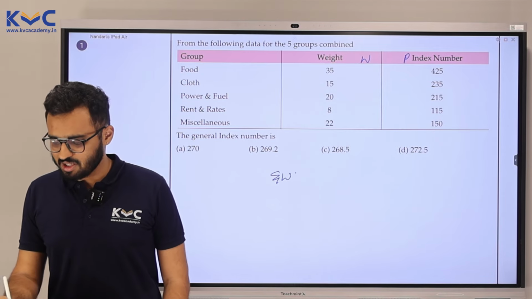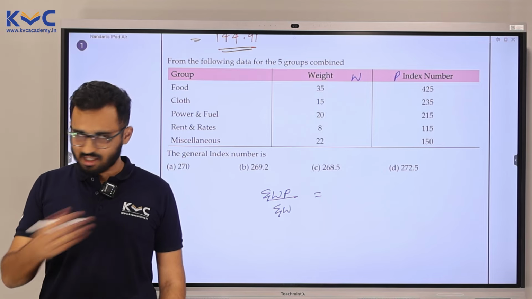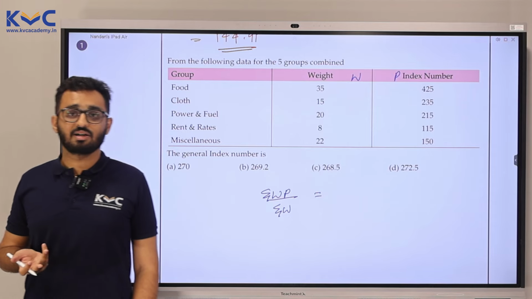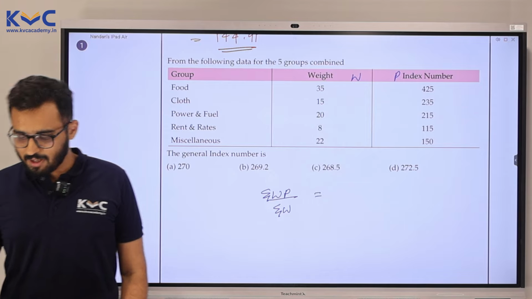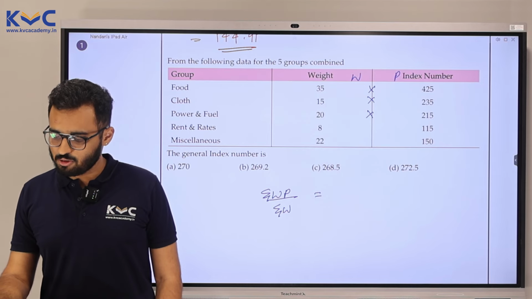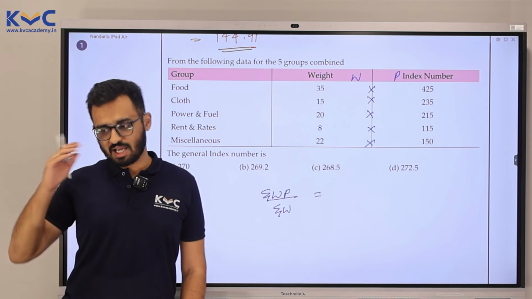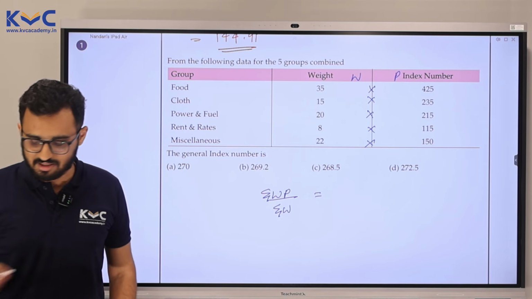So we are going to use summation WP divided by summation W logic. Prices are given, that is index numbers are given, weights are given, right? We ultimately want an average, correct? So summation WP divided by summation W. So summation WP. So 35 into 425, 15 into 235, 20 into 215, 8 into 115, 22 into 150. So how are we going to do this? Directly with the calculator. No calculations, nothing, directly using the calculator. Shall we try this? Wonderful.